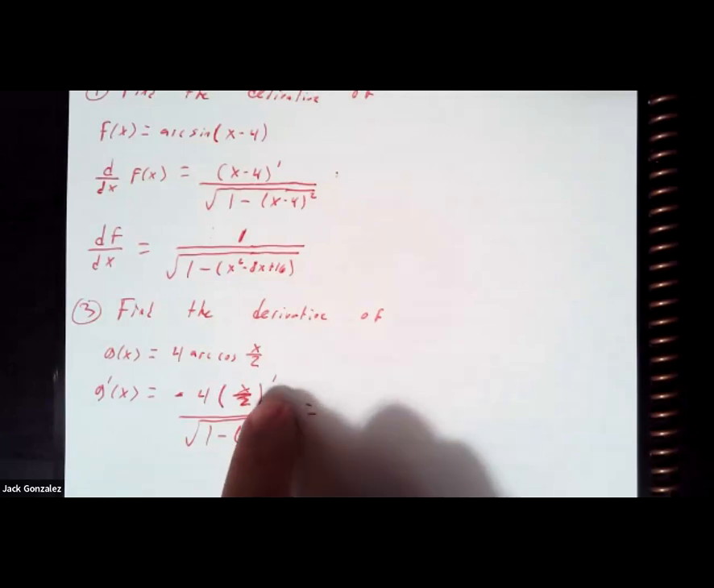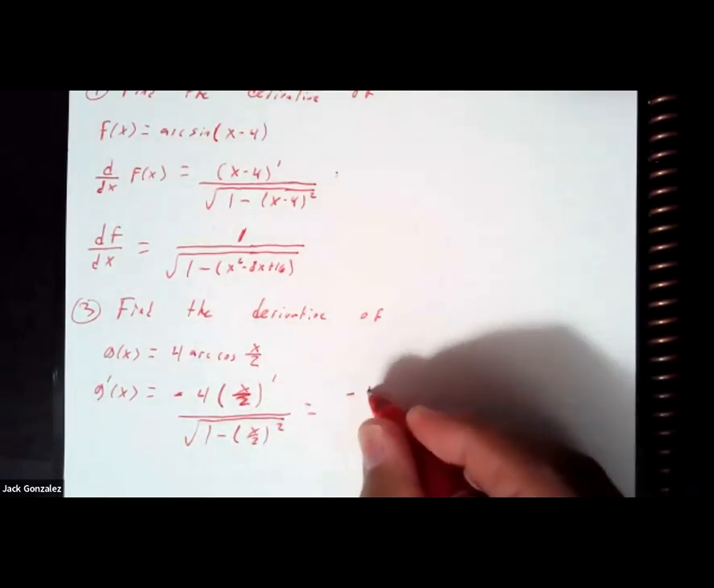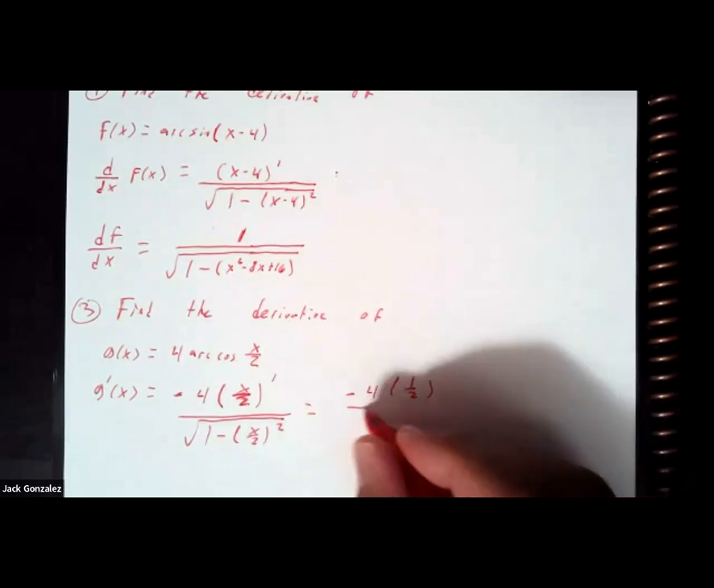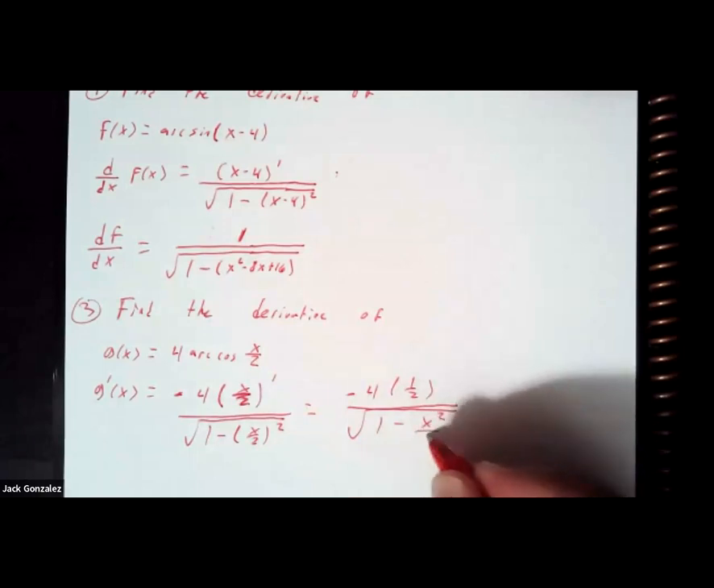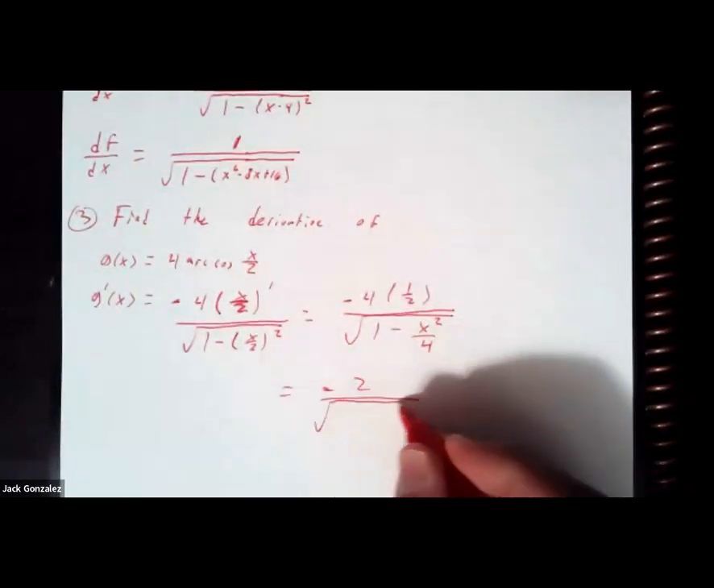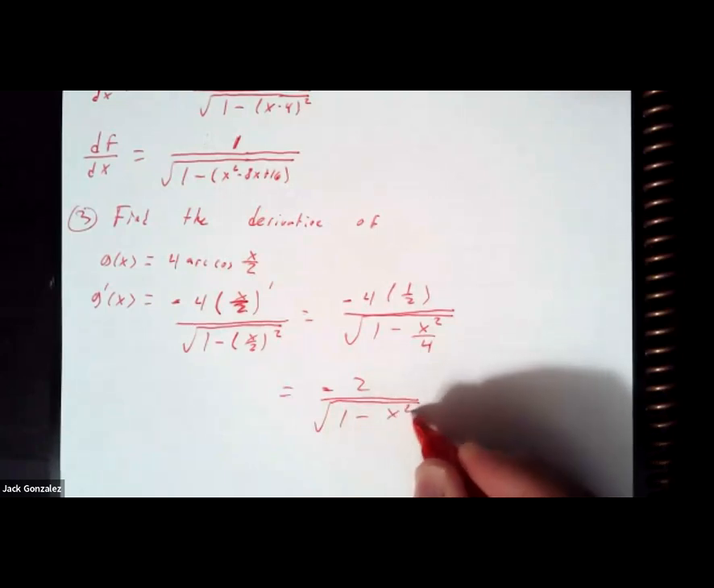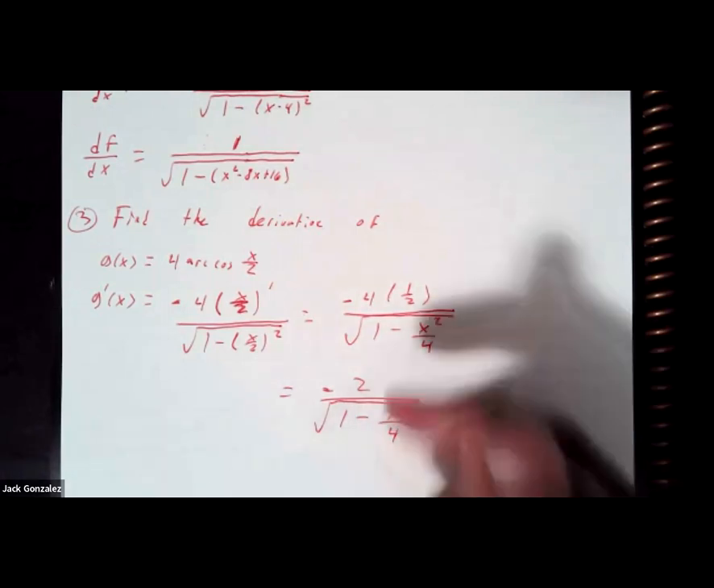All right, so the derivative of x over 2 is 1/2, right? So negative 4 times 1/2 over the square root of 1 minus x squared over 4. So that'll be -2 on top, over the square root of 1 minus x squared over 4. You may have to do some algebra to combine this before it accepts it. I don't know if it'll take it just like this. But essentially, this is the answer.